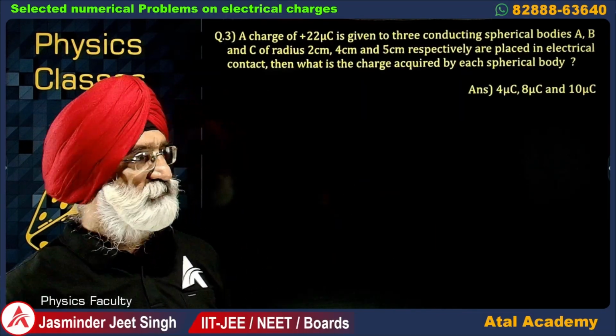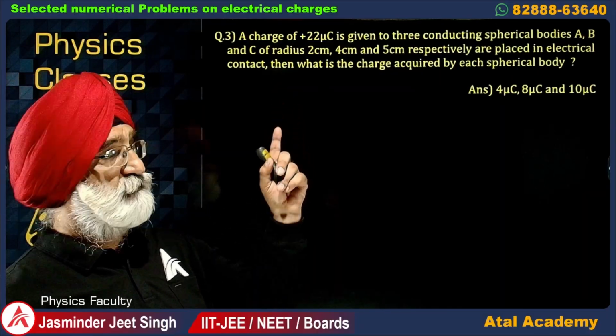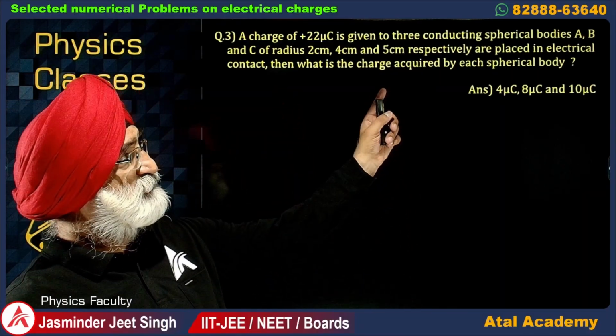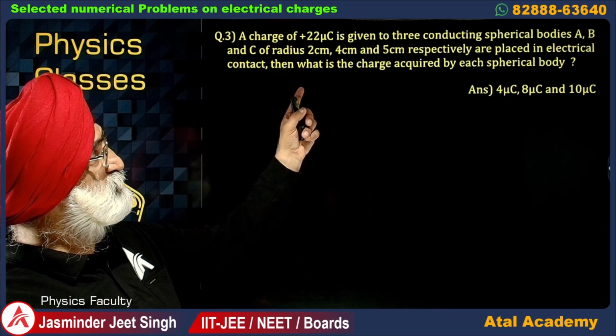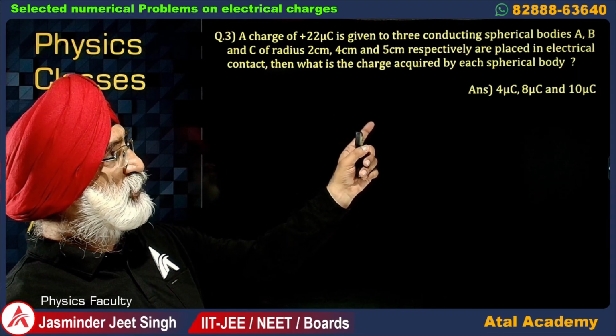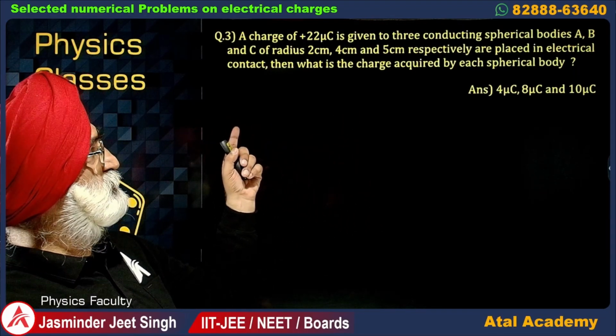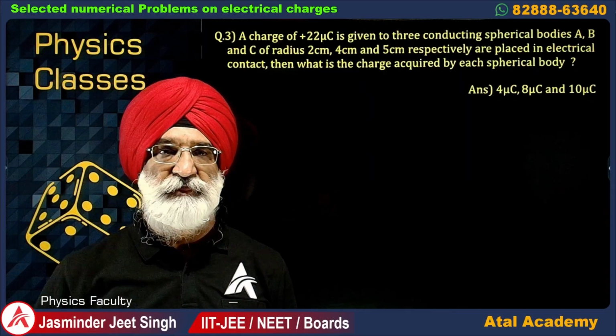Numerical number 3. A charge of plus 22 microcoulomb is given to 3 conducting spherical bodies A, B and C of radius 2 cm, 4 cm and 5 cm respectively, which are placed in electrical contact. Then what is the charge acquired by each spherical body?